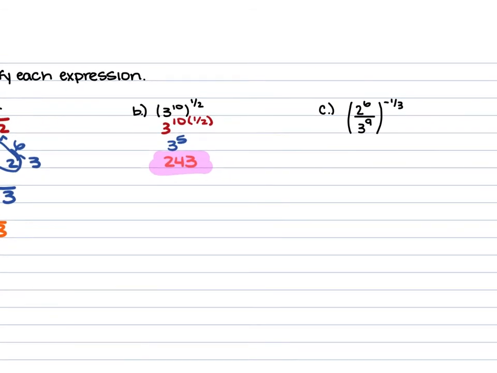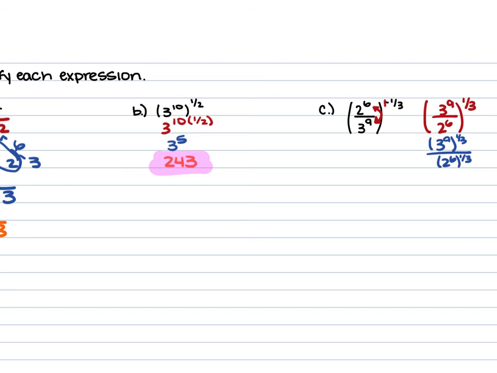For example C, we have 2 to the 6th power over 3 to the 9th power, all raised to the negative 1/3 power. Now what I want to do first is to turn this negative 1/3 into a positive 1/3. So I'm going to take the reciprocal of what's inside those parentheses. So this is going to turn into 3 to the 9th power over 2 to the 6th power, now raised to the positive 1/3. Again, I have a power raised to a power with these, and we have a fraction inside, so the power that's on the outside of the parentheses goes to both the numerator and the denominator.